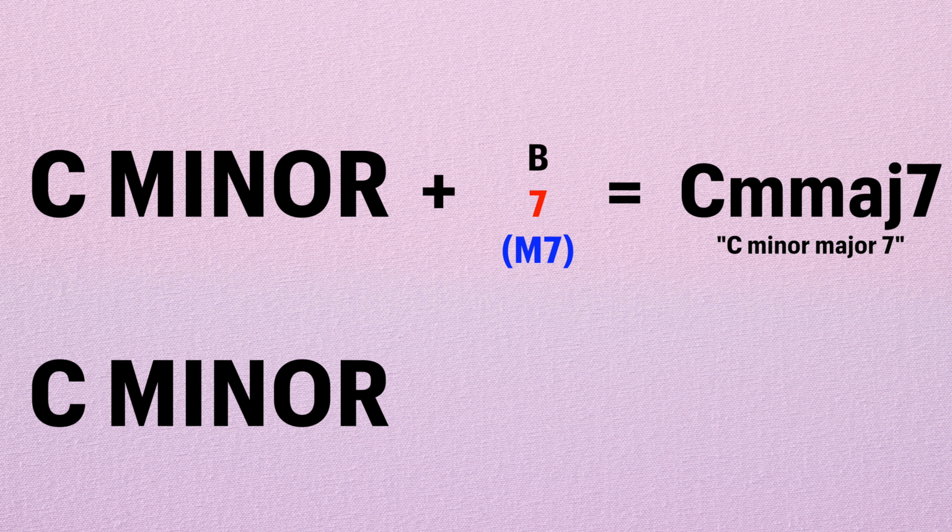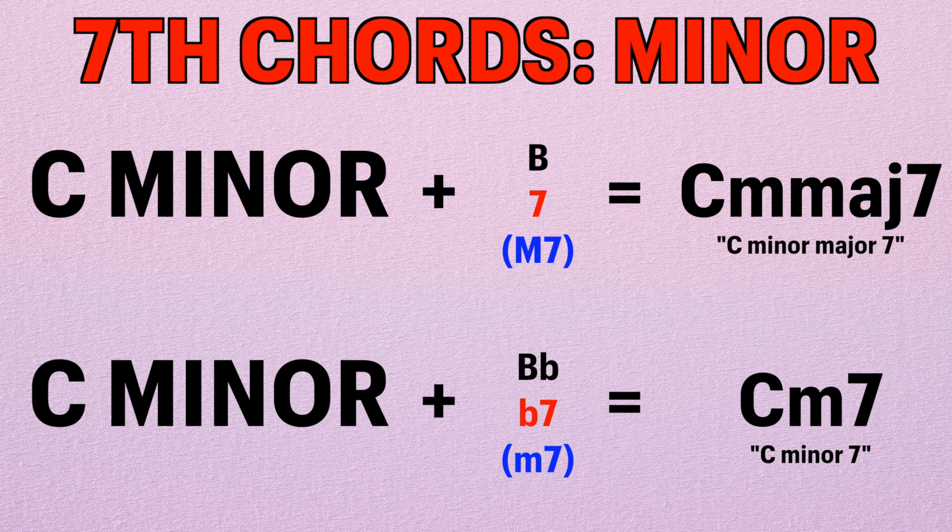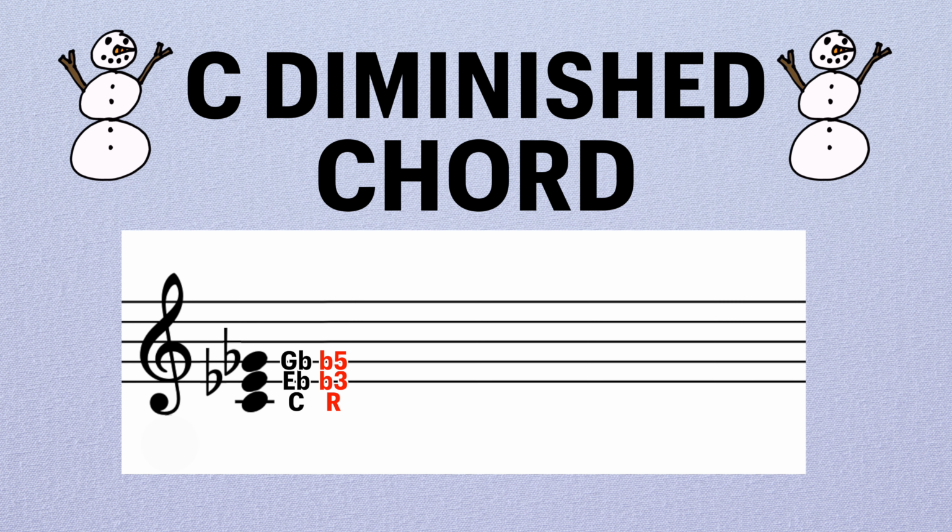The minor triad plus the flat 7, which would be B flat, would be written just as C minor 7. Again, flat 7s are just written as 7 in chord nomenclature. You don't have to write anything additional. The diminished triad has a slightly different situation.